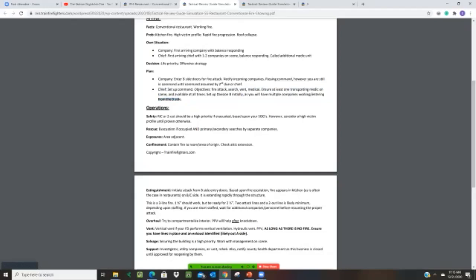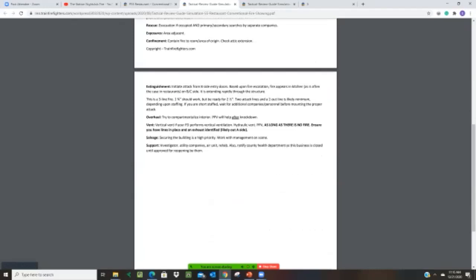Okay, good. And then this gets into the details of extinguishment. Notice what we said here. Initial attack from the B-side entry doors based upon fire escalation. Fire appears in the kitchen, as is often the case in restaurants. On the B-C side, it's extending rapidly through the structure. This is a 3-line fire. Inch and three-quarter should work, but be ready for a 2.5.